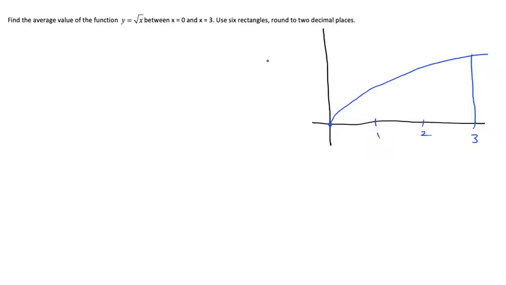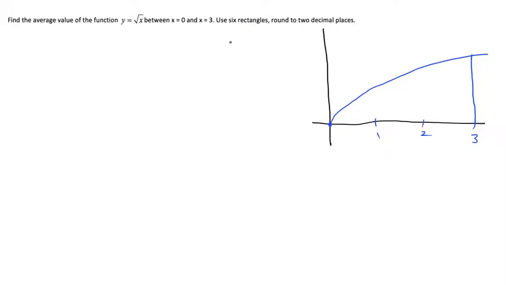Okay, so the average value then is the area divided by the length of this interval. That's what the average value is. So we've got to find the area of this region and then just divide it in this case by 3, that is the length of this interval. Well, it says to use 6 rectangles here.